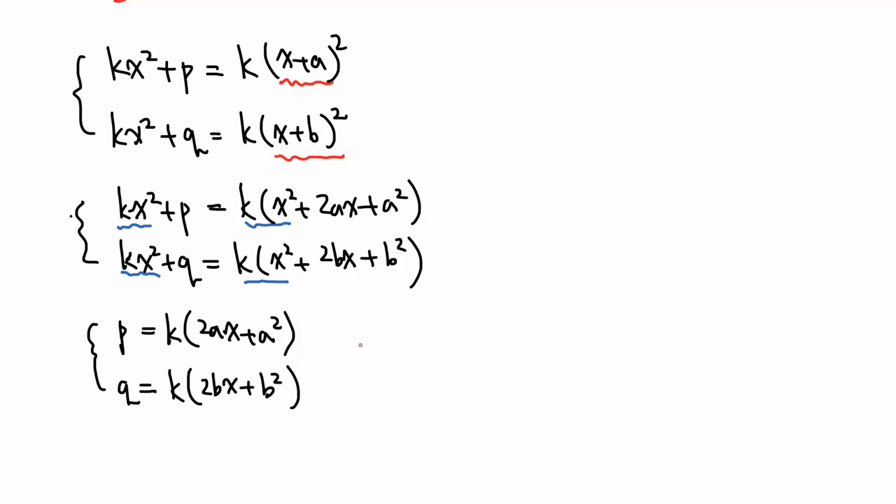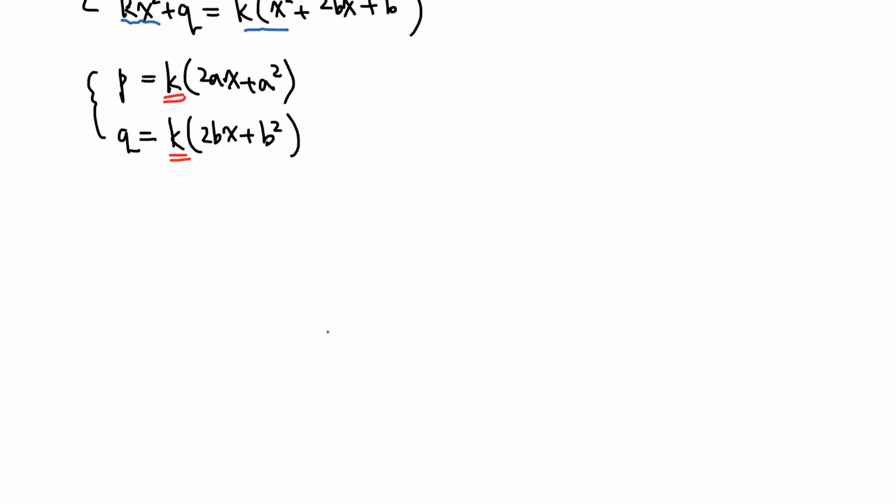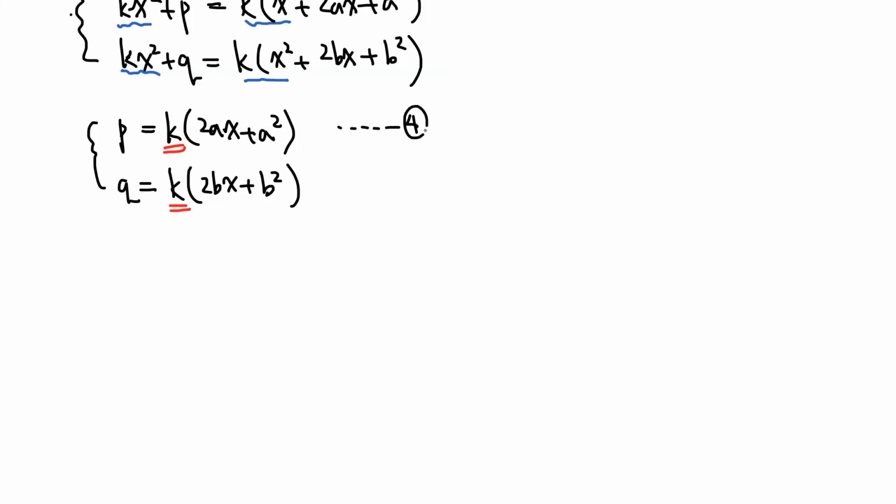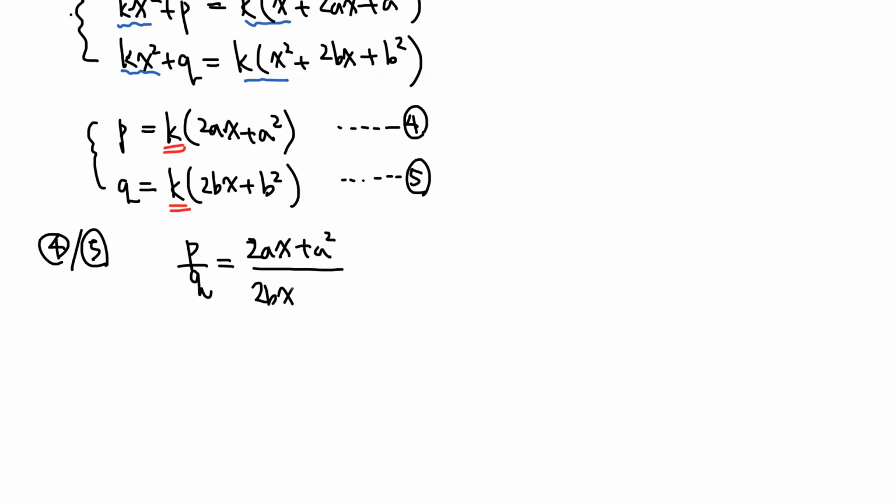Now these two equations contain a single unknown variable, which is K. So how can we eliminate K? Well, let's call this equation 4 and let's call this equation 5. And if we divide these equations side by side, that process will eliminate K, leaving P over Q equals (2AX plus A squared) over (2BX plus B squared). And now all we have to do is solve for X.